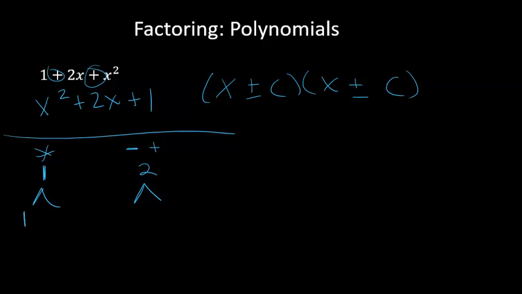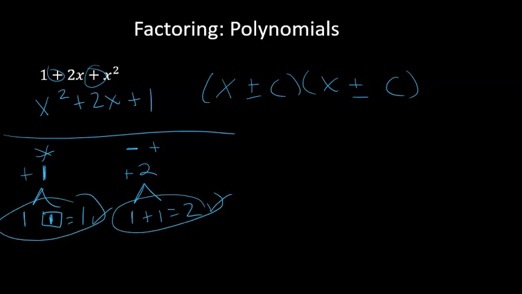So 1 times a mystery number has to give me 1. I can only use 1. Let's put a plus up here. Let's see, I can do 1 plus 1. Well, that gives me 2. Cool, I don't think I have to do any more math. I think I could just use these 1 and 1.